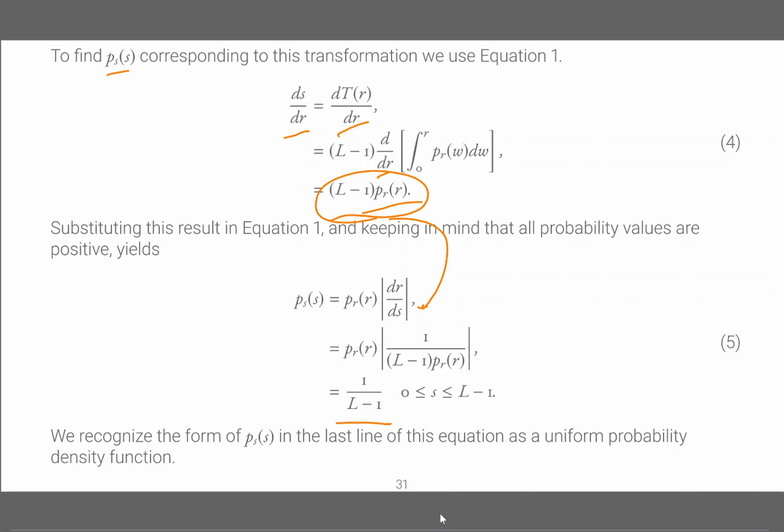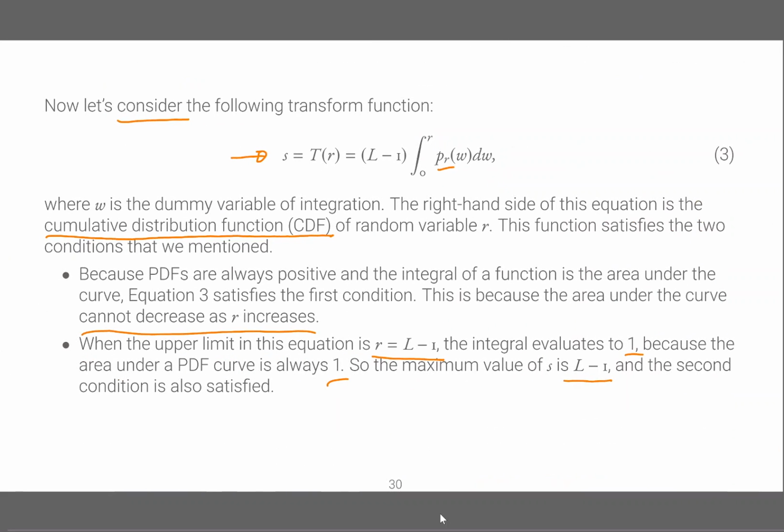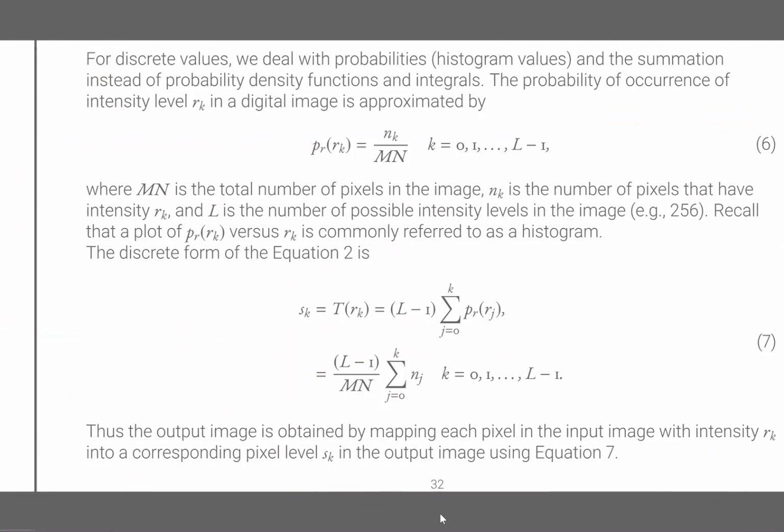So what does this mean? p_S(s) is always, irrespective of s, 1 over L minus 1. That means uniform, 1 over L minus 1. So we recognize this form of p_S(s) in the last line of this equation as a uniform probability density function. So that means we have carried out histogram equalization if you use T(r) of this nature. T(r) is this, and we have achieved histogram equalization.